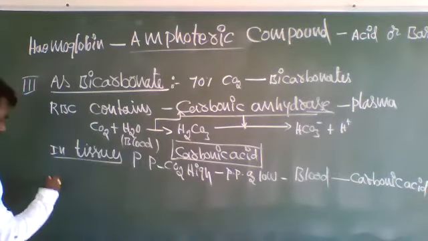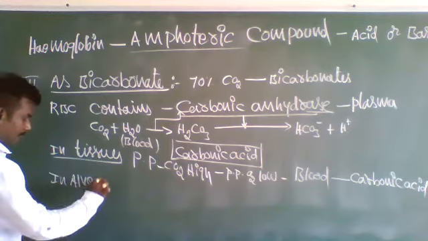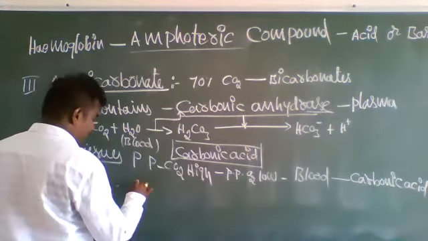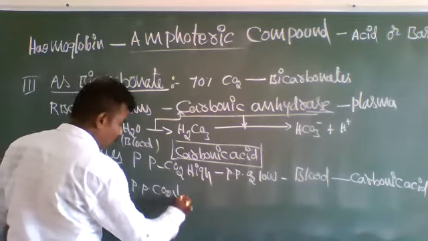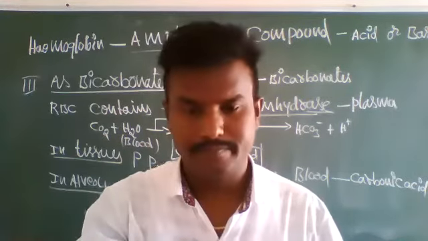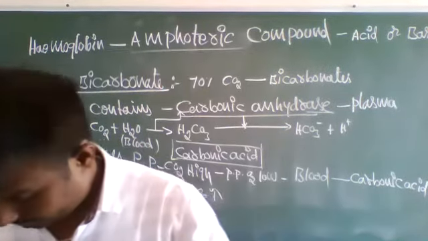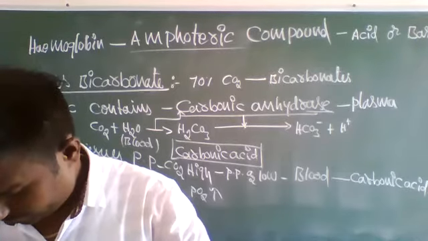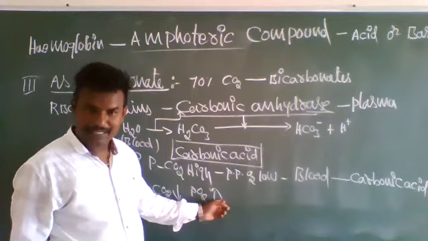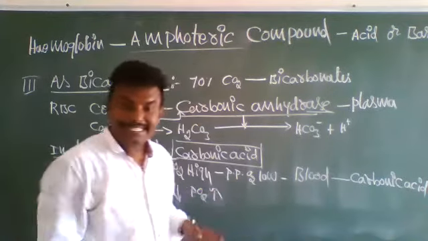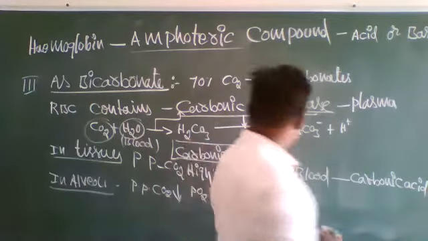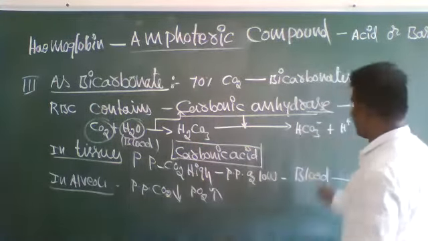Next, in alveoli, where the partial pressure of carbon dioxide is low and PO2 is high. PCO2 is low, PO2 is high. This reaction proceeds in the opposite direction and forms water and carbon dioxide.